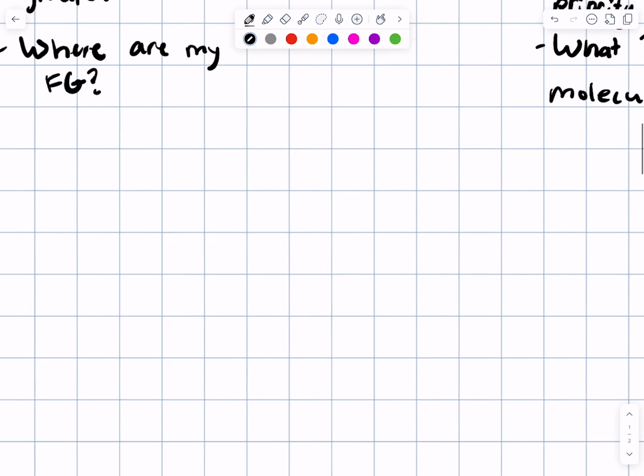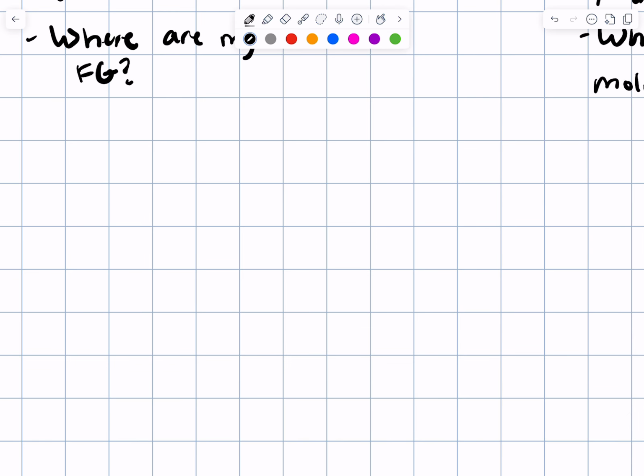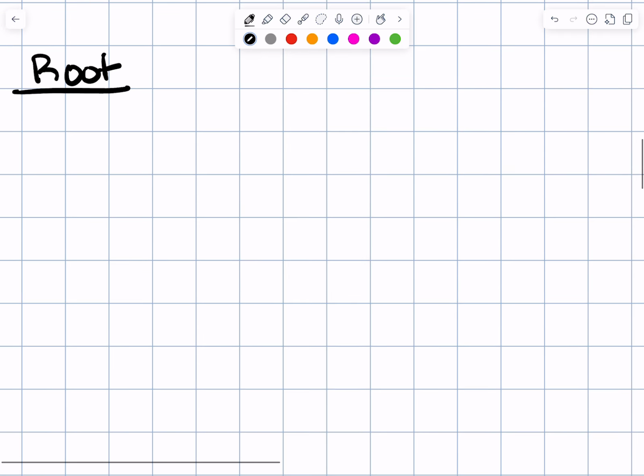So now talking about each of these individually, we're going to start with the root. So the root portion of our molecule, like I said, is communicating information about our main chain. So let's first look at a molecule that is essentially only a main chain. So let's look at this.